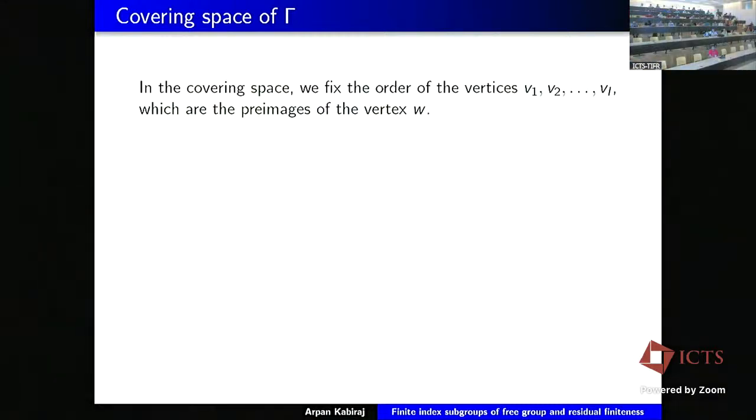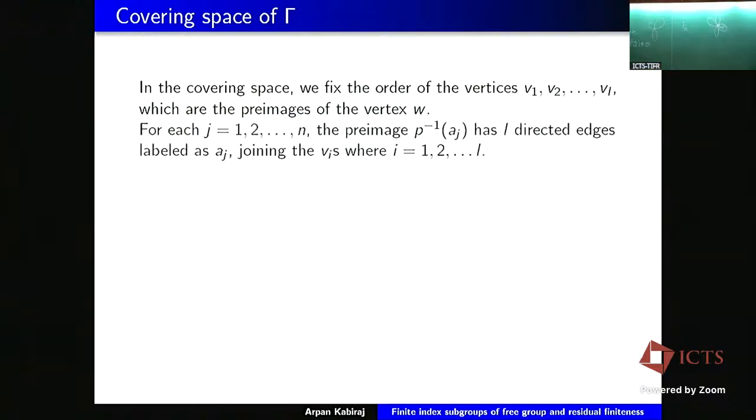So first, I have this vertex, which I will call the center vertex, which I will call V, and if I have an L index subgroup, in particular an L index covering, then I will have L vertices. The vertices I will denote by V1 to VL, which are the p-images of the vertex W, or V. Then for each of the generators, so this is my free group now, I will denote the generators by A1, A2, up to AN.